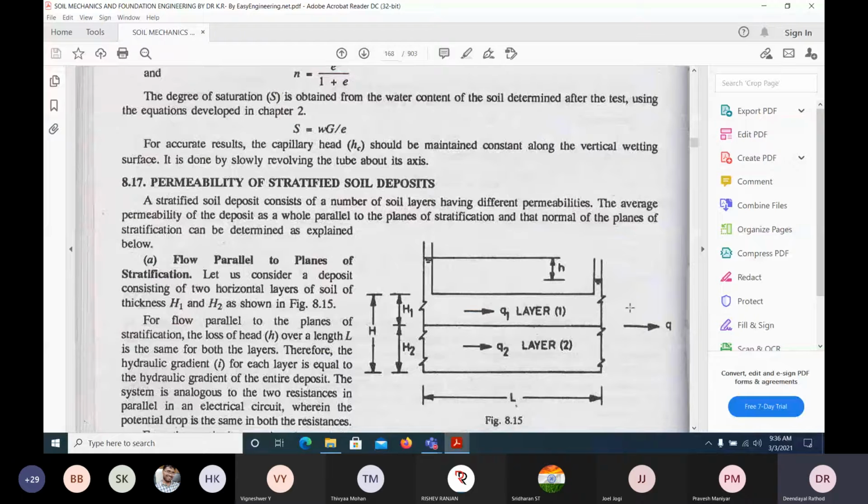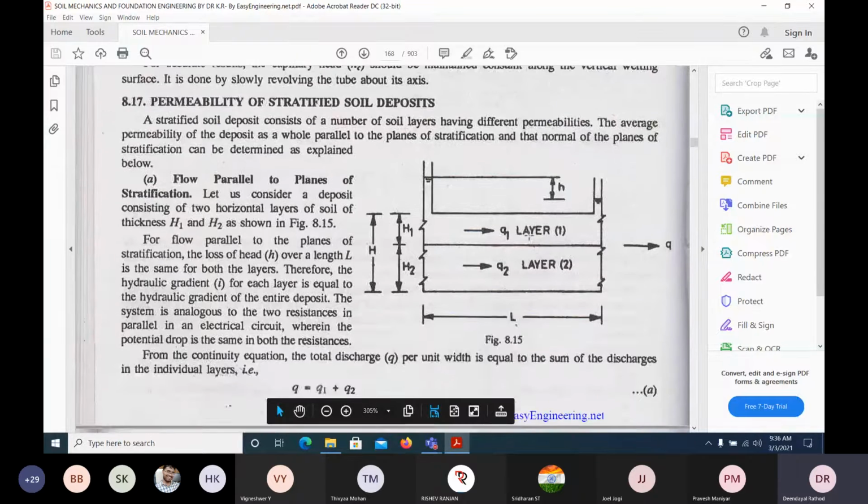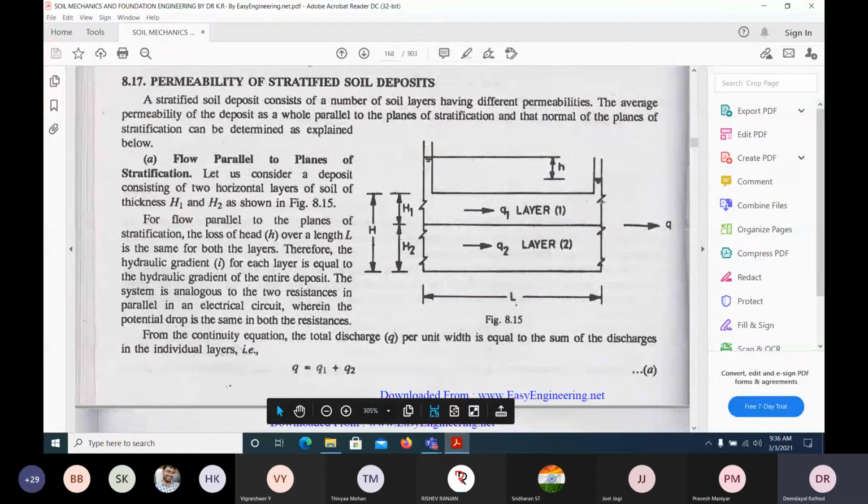In a similar way, stratified deposits consist of a number of layers having different permeability. The average permeability of the deposit as a whole, parallel to the planes of stratification and normal to the planes of stratification, can be determined. If the water is flowing from left to right through layer 1, layer 2, layer 3 and so on, the difference in head would be H, and the layer thicknesses are H1, H2, H3, over a distance L. How can we take the average of these?